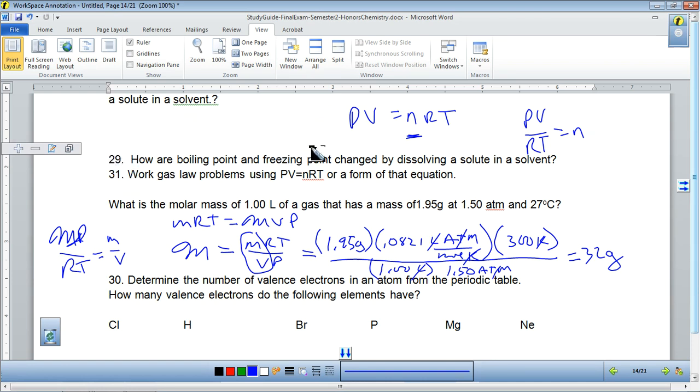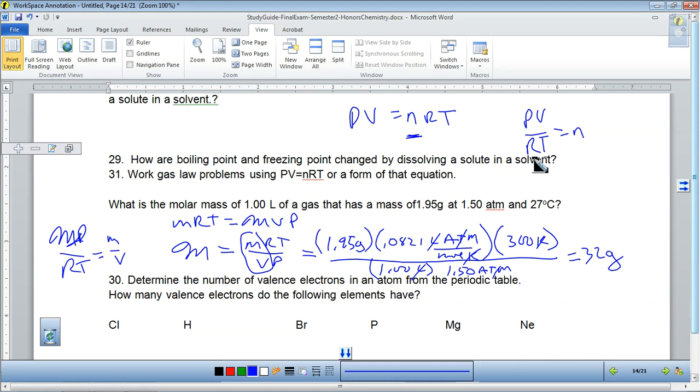How are boiling point and freezing point changed by dissolving a solute in a solvent? Anybody remember what happens? What happens to the boiling point? You dissolve solute in solvent, boiling point goes up. Very good. It gets elevated. Freezing point gets lowered. Yeah. So when they put the salt on the roads, it drops the freezing point, it has to be a colder temperature before the ice will freeze.